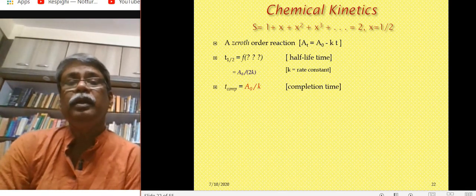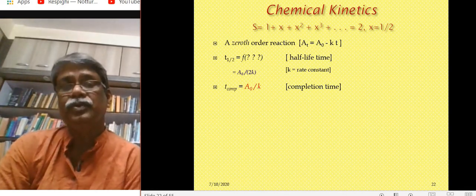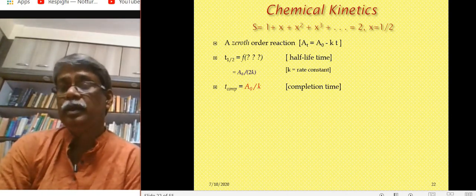Now if you again put At to be 0 in this equation, that means the time taken for the reaction to complete, because At is 0, no more concentration of reactant A is there, that means it is exhausted, so the reaction is complete.